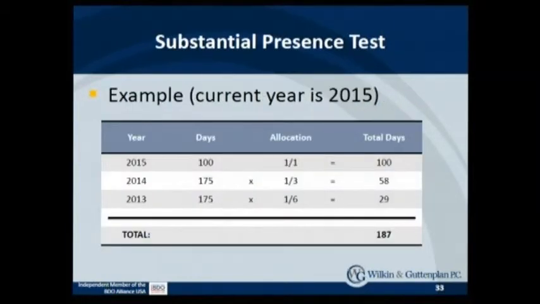And that's just an example of somebody who was in the US 100 days in the current year, but is still considered a resident because they were in the US a lot in the prior years. And if you notice in my example, in no year was somebody in the US more than 183 days. So it's not a mechanical 183-day test.